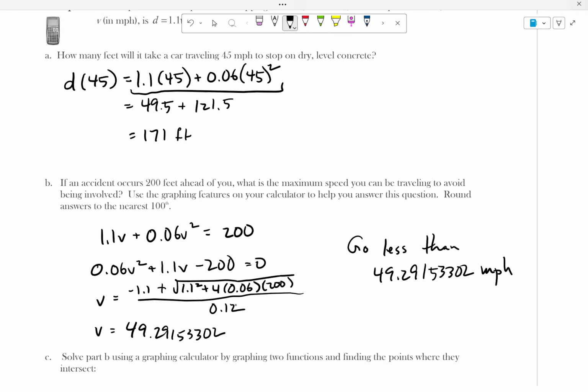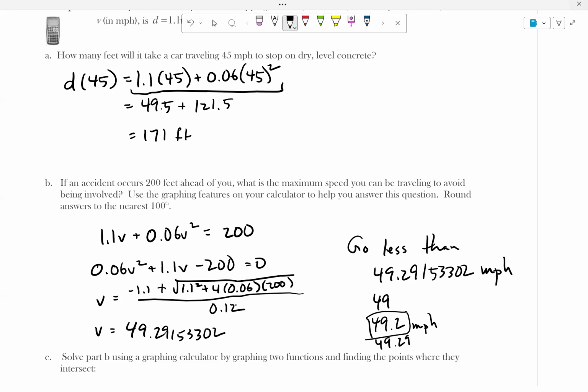And it's very difficult to say the maximum speed to avoid hitting this, because is 49 the maximum? 49.3 is definitely no good, but is 49.2 the maximum speed? Is 49.29 the maximum speed? It's unclear. So it seems like just as long as you're going just a bit less than that, you're good. And I think that this is a very reasonable answer, 49.2 miles per hour.